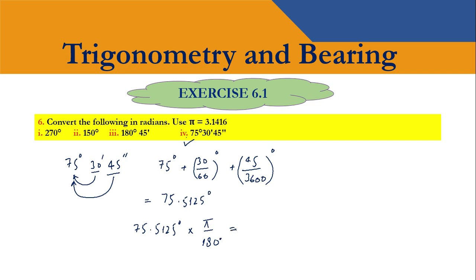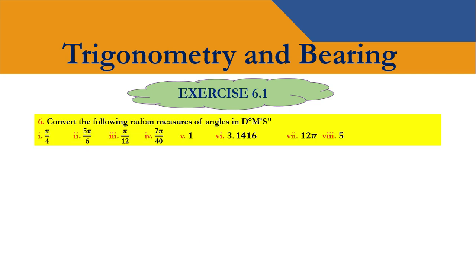And in this question, you have to put the value of pi here, which is equal to 3.1416. And our final answer is 1.3179 radians, rad. Now we'll solve question number 7.